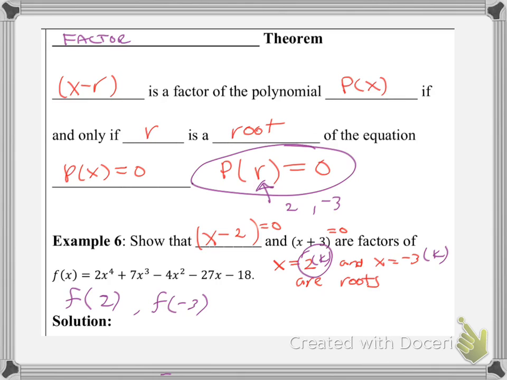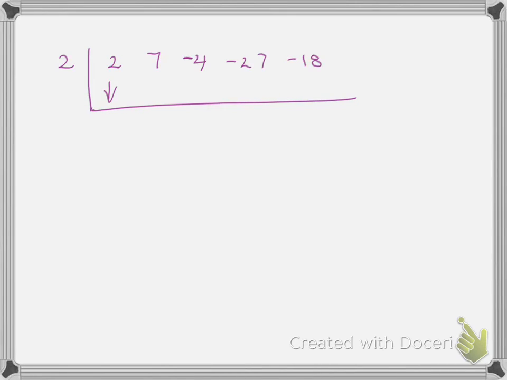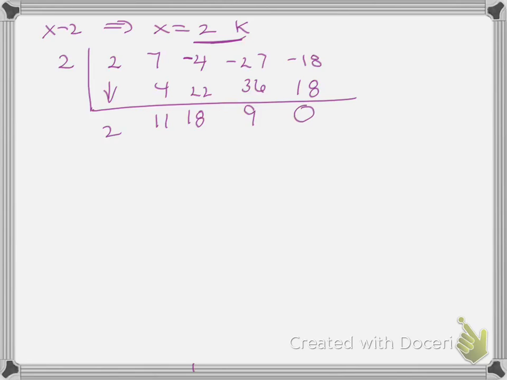So it's easier and nicer to deal with just doing synthetic division. Okay, so let's set it up for the factor x minus 2, which corresponds to 2 being our root, right? And that's our k in terms of our synthetic division. All right, so that's going to be 2, that'll be 4, that'll be 11, that'll be 22. That'll be 18. That'll be 36. That'll be 9. And that'll be 18, which gives us 0.